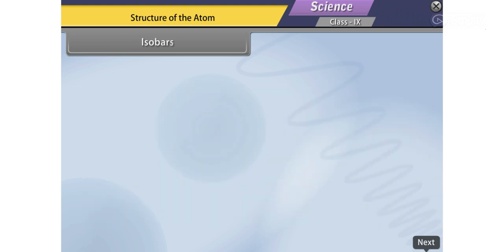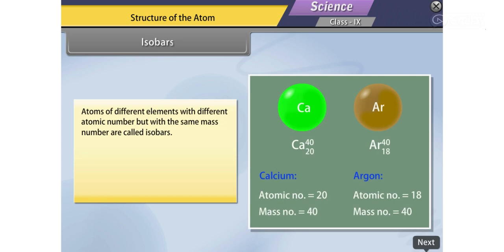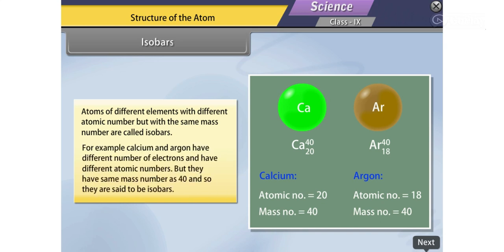Isobars. Atoms of different elements with different atomic number but with the same mass number are called isobars. For example, calcium and argon have different numbers of electrons and different atomic numbers. But they have the same mass number of 40, and so they are said to be isobars.